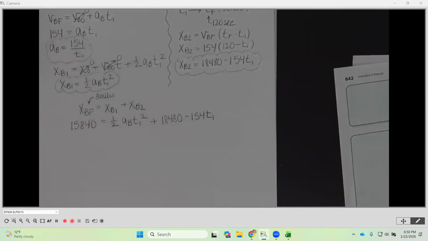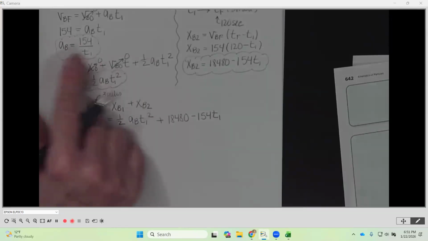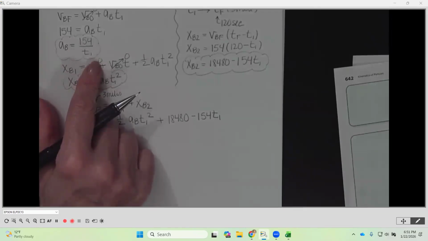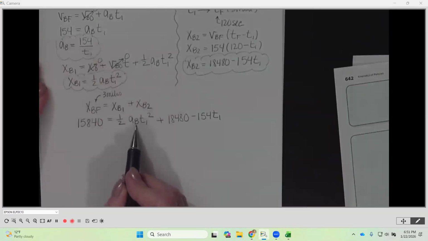So now what we have is an equation that just has T1 as the unknown variable. Okay, but the T squared kind of puts a little wrench in it. Okay, now if we recall from our previous sheet, I'm not seeing it. Oh, no, it's up here. We know that AB is equal to 154 divided by T1, okay, because we got that there. We're going to use that in this place right here, all right?